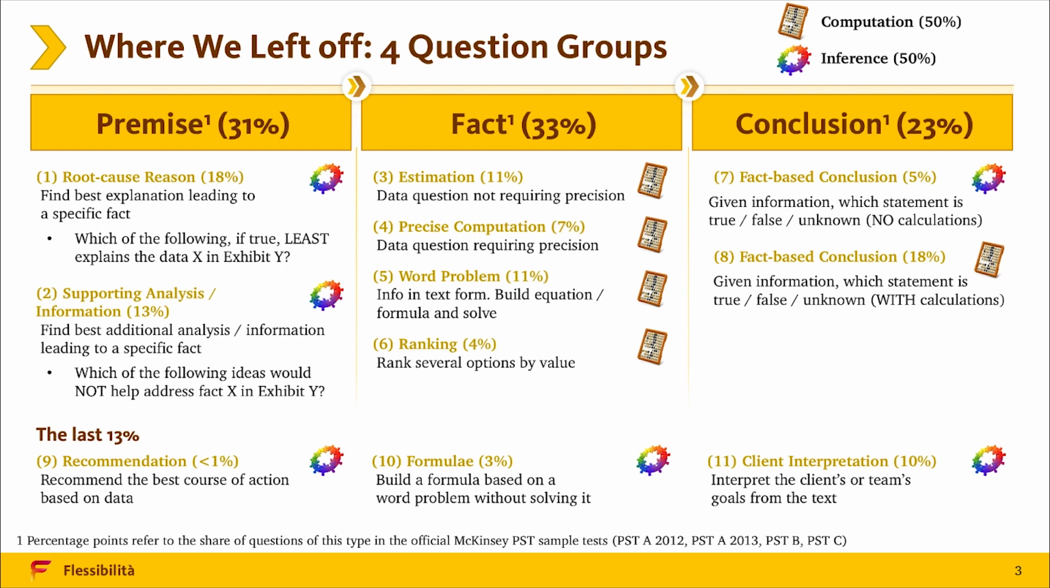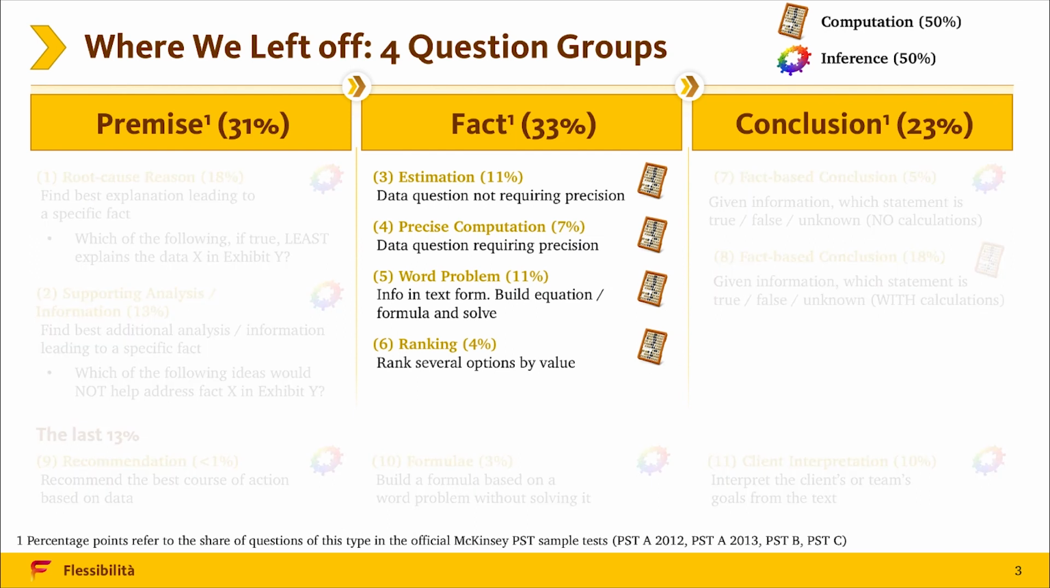Recall that there are four major question types: premise, fact, conclusion, and the last 13%. Today we are talking about the second type, fact. Fact questions fall into four subtypes. 1. Estimation. Simple calculations which do not require precision. 2. Precise computation. Simple yet time-consuming calculations or calculations requiring high precision. 3. Word problem. Build an equation or formula based on the data in the text and exhibits, then solve or compute it. 4. Ranking. Rank several options by their values.